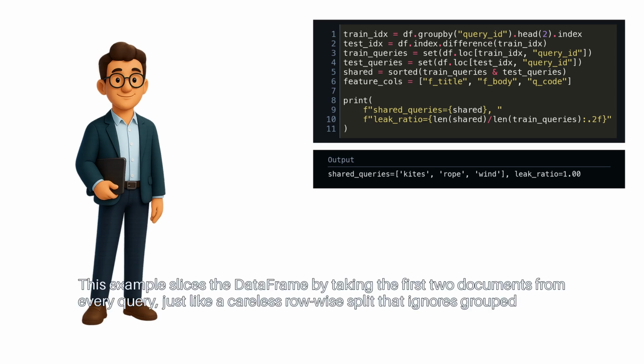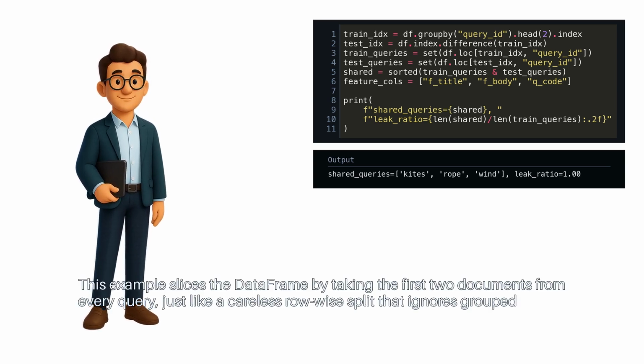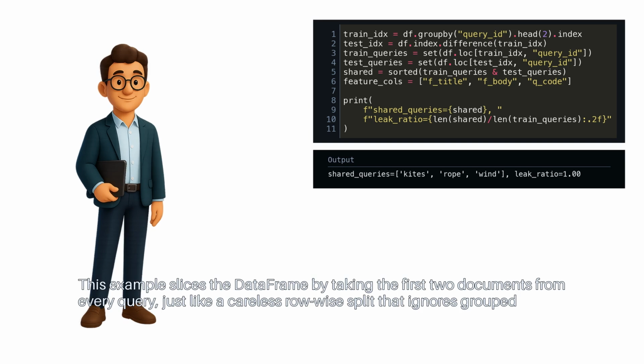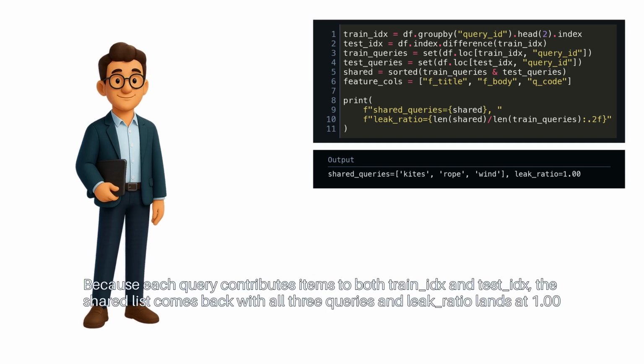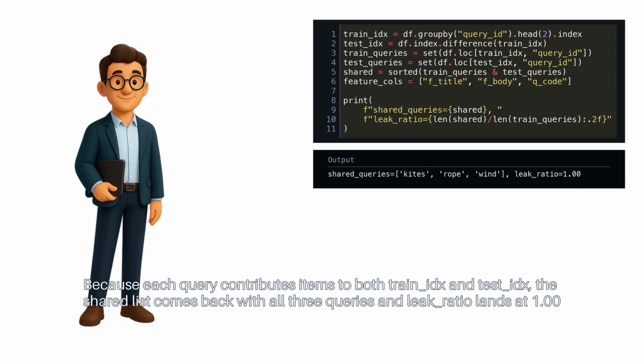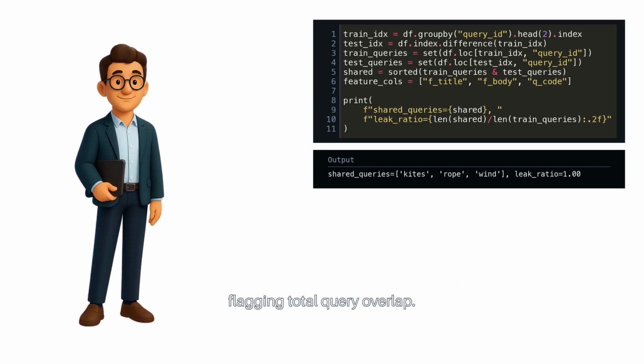dangerous. This example slices the data frame by taking the first 2 documents from every query, just like a careless row-wise split that ignores grouped relevance judgments. Because each query contributes items to both train_idx and test_idx, the shared list comes back with all 3 queries, and leak_ratio lands at 1.00, flagging total query overlap.